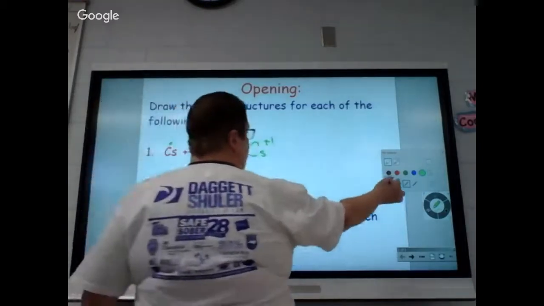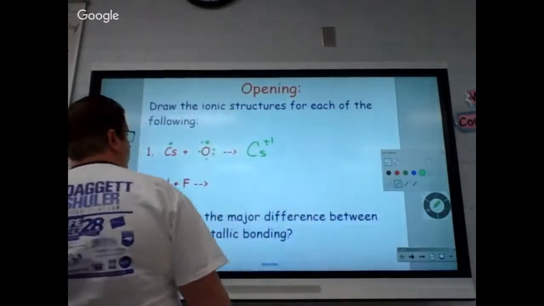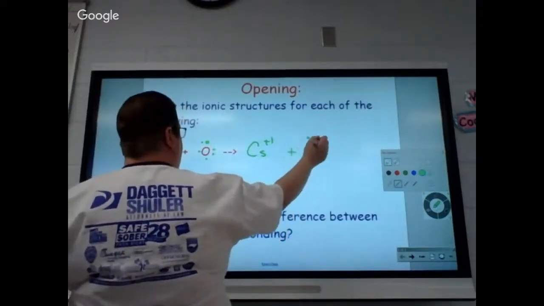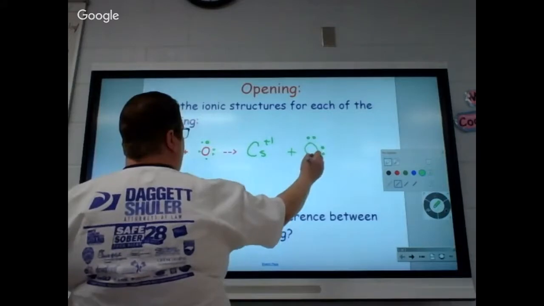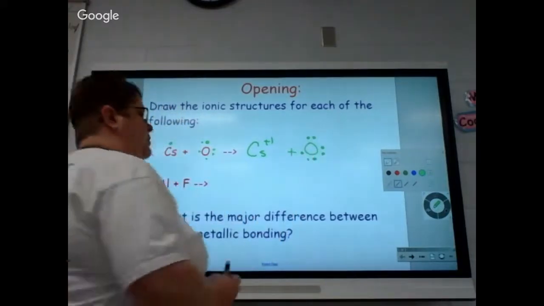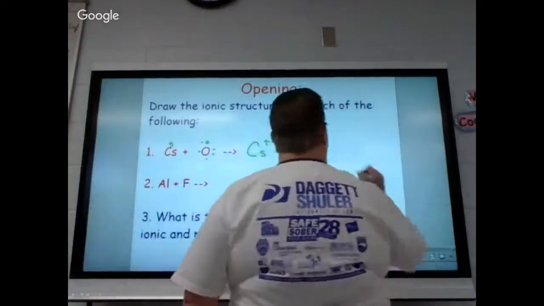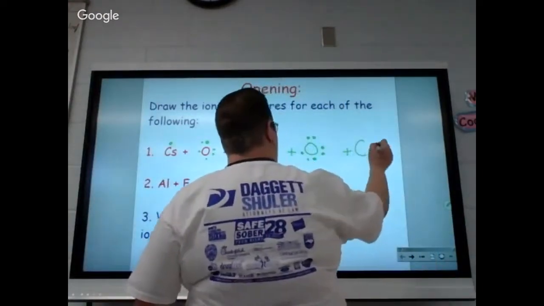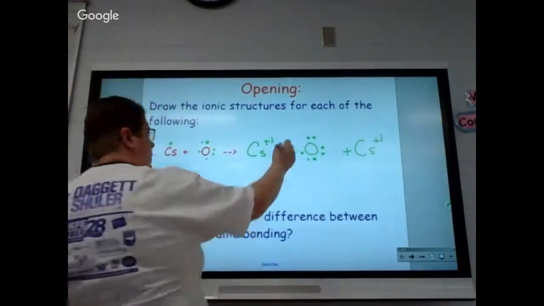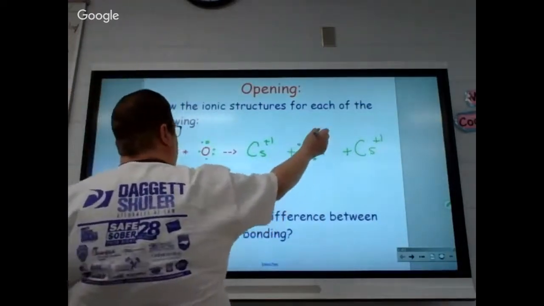And where's it going? To O. I was going to say, we don't have an S. All right. So O is going to have how many now? Is it going to be happy with a 7? No. So we got to add another what? CS. And so CS is going to lose 1. And where's it going? To the O. So we have now what?